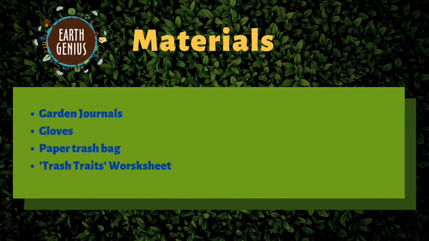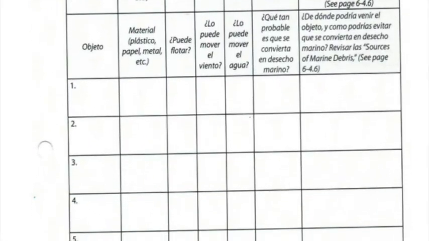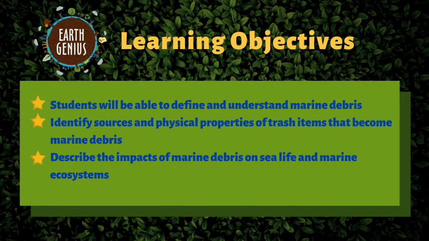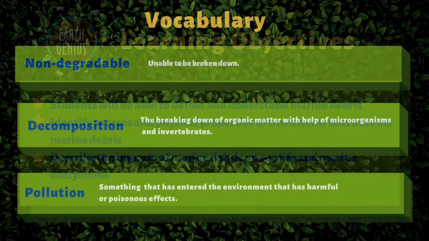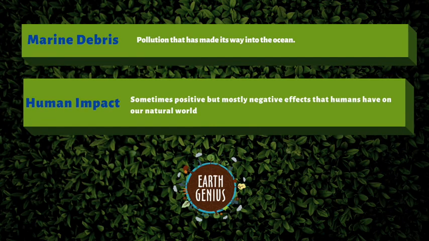All you will be needing for this lesson is your garden journal, gloves, paper trash bag or bucket, and the Trash Traits worksheet. You can download this page under Series 8 found on our Virtual Learning tab at onecoolearth.org. This lesson goes hand in hand with our previous watershed lesson, so be sure to have students refer back to their notes as we expand upon concepts. At this point in the lesson, pause the screen and have students write down these terms, in their own words, within their garden journals.